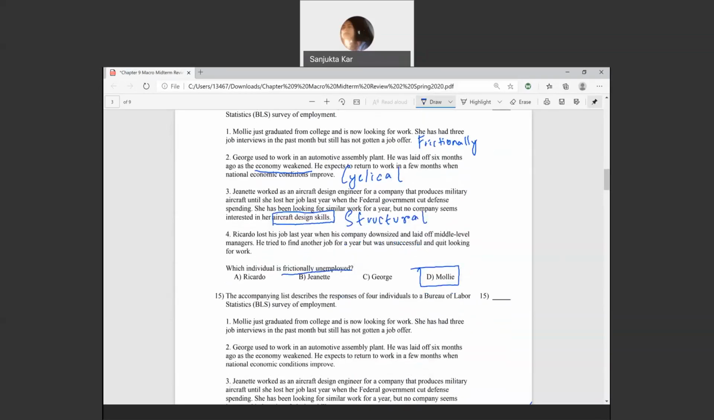Number 4, Ricardo lost his job last year when his company downsized and laid off middle level managers. He tried to find another job for a year but was unsuccessful and quit looking for jobs. That means he is not in the labor force anymore. I'm going to classify Ricardo as a discouraged worker.